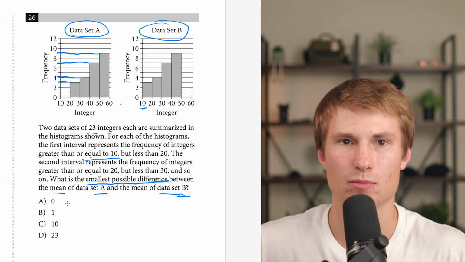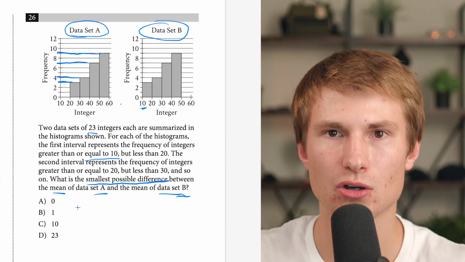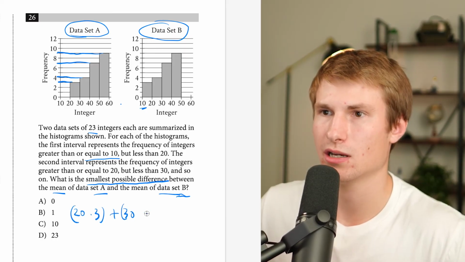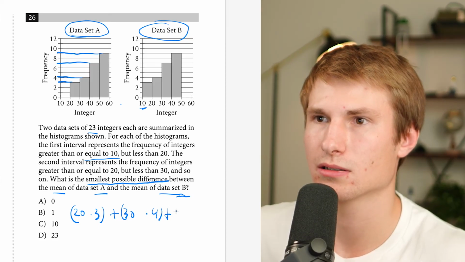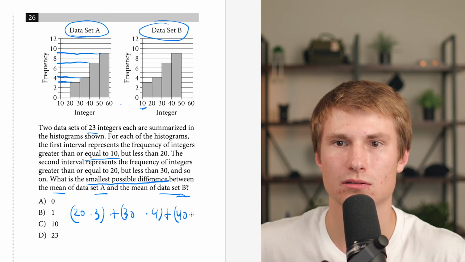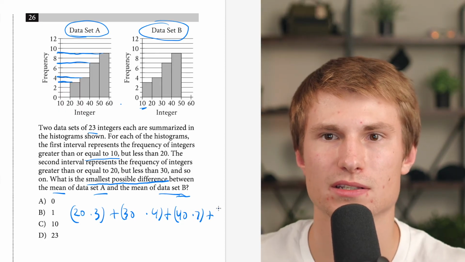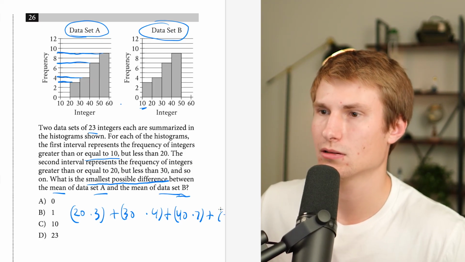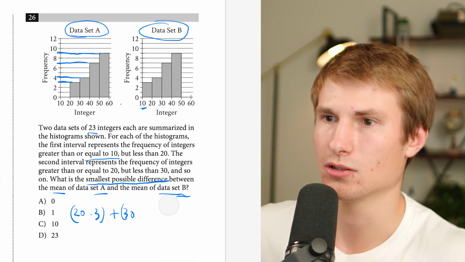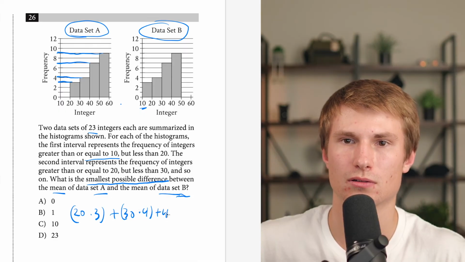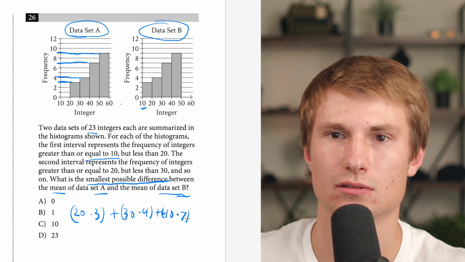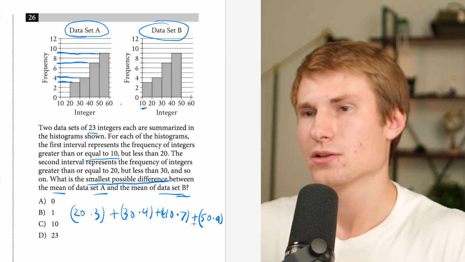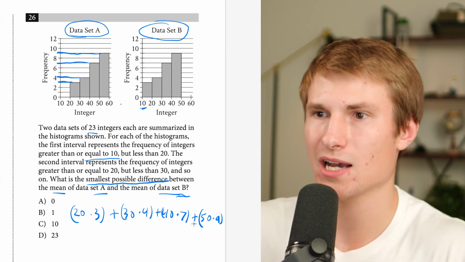So let's start by calculating the smallest possible mean of data set A. We are going to have 20 times 3 plus 30 times 4 plus, what's next, 40 times 7 plus 50 times 9. Okay, I ran out of room writing. I guess I have to write a little bit smaller. 30 times 4 plus 40 times 7 plus 50 times 9. Okay, so there we have our smallest possible mean for data set A.